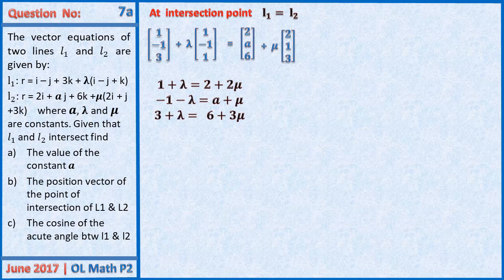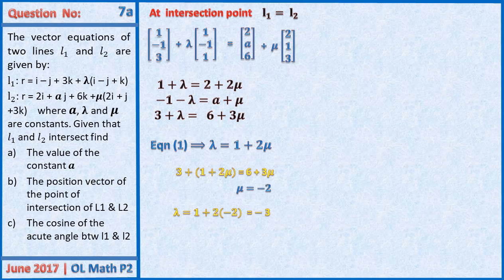Equating coefficients, we obtain that system of equations, and equation 1 implies lambda is equal to 1 plus 2 mu. When you substitute this value into equation 3, we will have 3 plus 1 plus 2 mu to be equal to 6 plus mu, and mu will be equal to minus 2. Now lambda will be equal to 1 plus 2 into minus 2, which is equal to minus 3. And when we substitute, we obtain our alpha to be equal to 4 as requested in the equation.